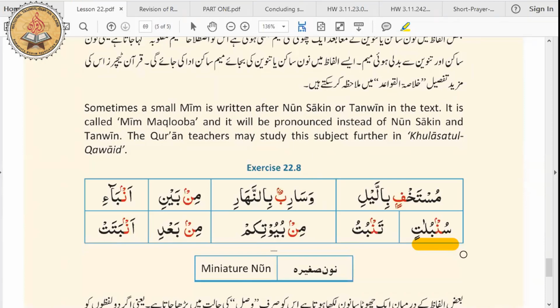Mustakhfin bil-layli. Okay. Can you try this highlighted word? Sunbulatin. Well done. You want to read this one, please? Min ba'di. Can you try it once more, please? Min ba'di. So the rule here is, mashallah, previously you read really well. Here we are just pronouncing the sound of meem. So it will be mem ba'di.